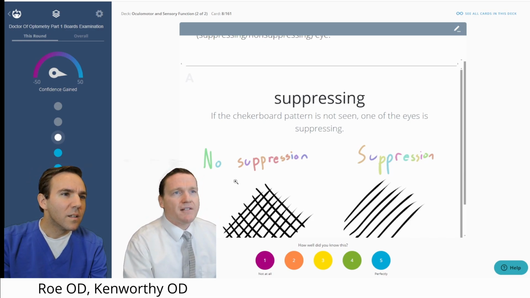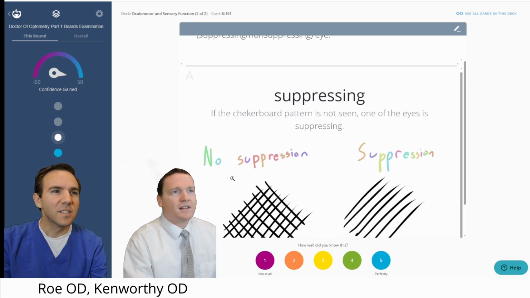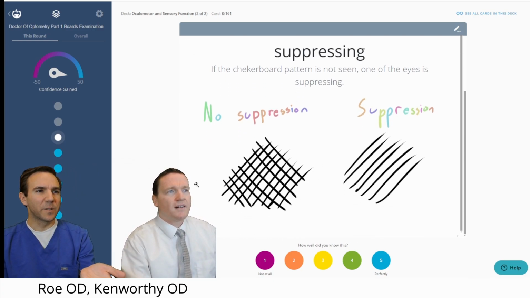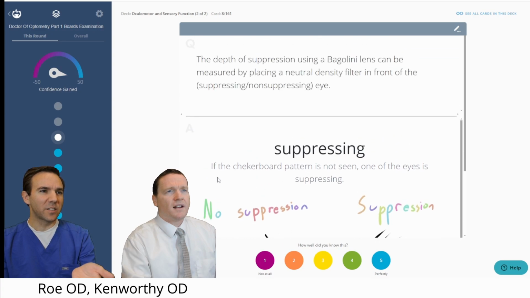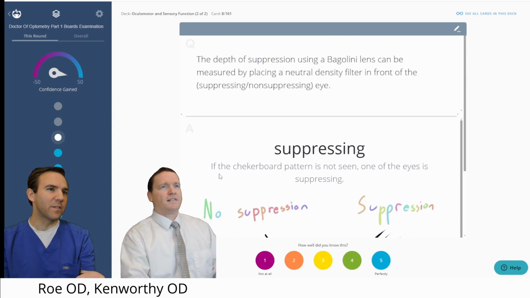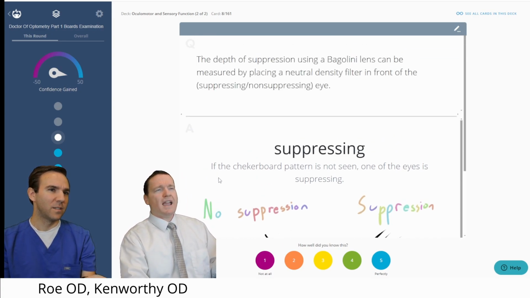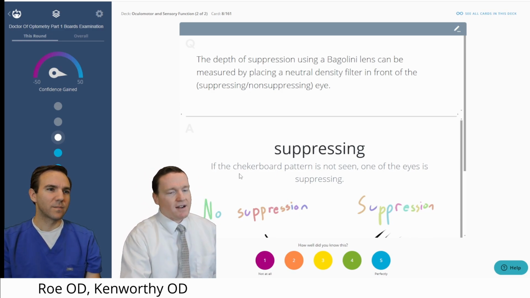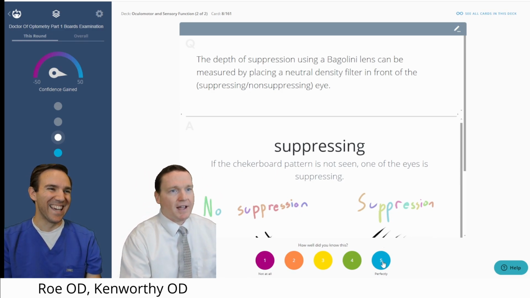If the checkerboard pattern is not seen, one of the eyes... I don't agree with this answer. Well, neither do I. Because exactly like you said, the neutral density filter is going to penalize the eye, and so if the eye's already suppressing, then why are you going to penalize that eye even further? Yeah, you're checking the depth of suppression. So, all right, that's going to be a fact check. We're going to go to instant replay later and see if we can figure that one out.